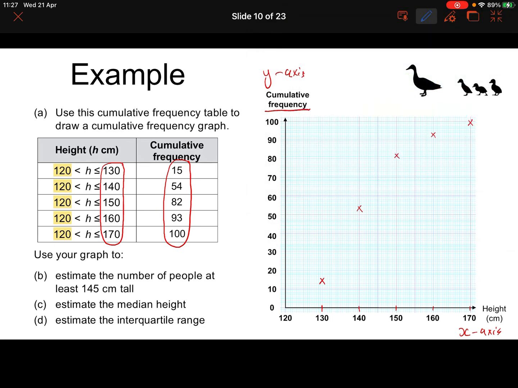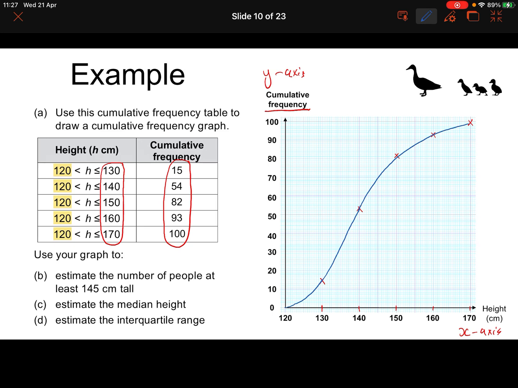You can start from 120 and 0, because what you know is that there's no data below 120. And it'll have this kind of characteristic, kind of weird S curve. So you don't connect it up with a ruler, it's a curve. So no ruler. Now, this is a cumulative frequency curve, and from this we can estimate the median height.